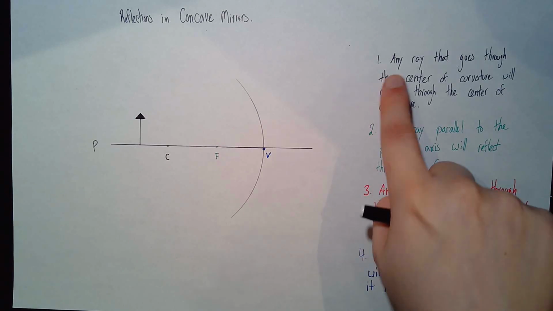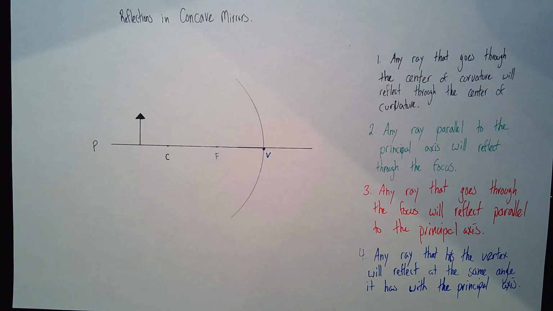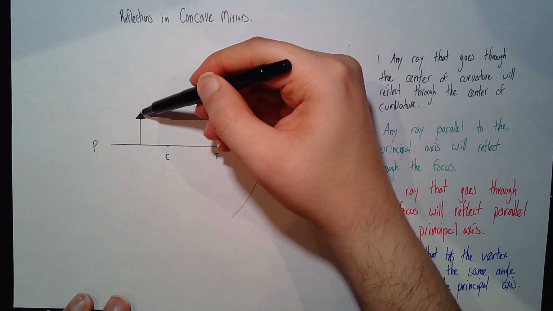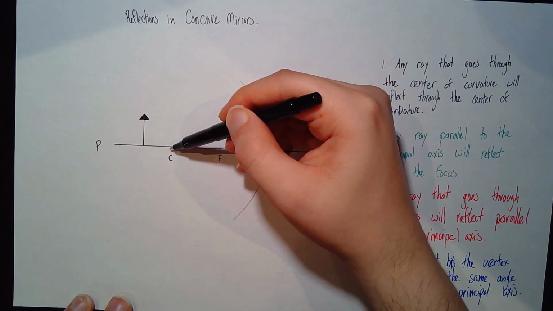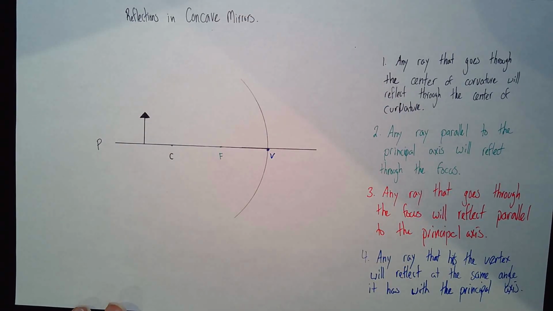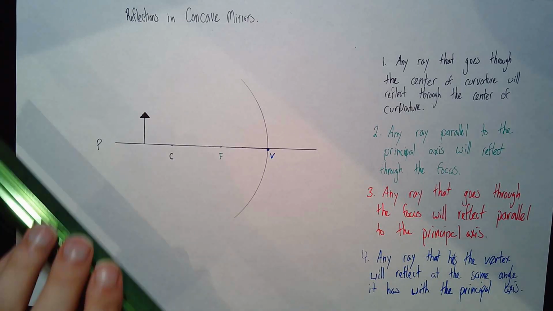So number one, any ray that goes through the center of curvature will reflect through the center of curvature. So what that means is from the top of this object, any ray of light that comes through the center of curvature is going to hit the mirror and then go back through the center of curvature. And so let's start with that first ray.